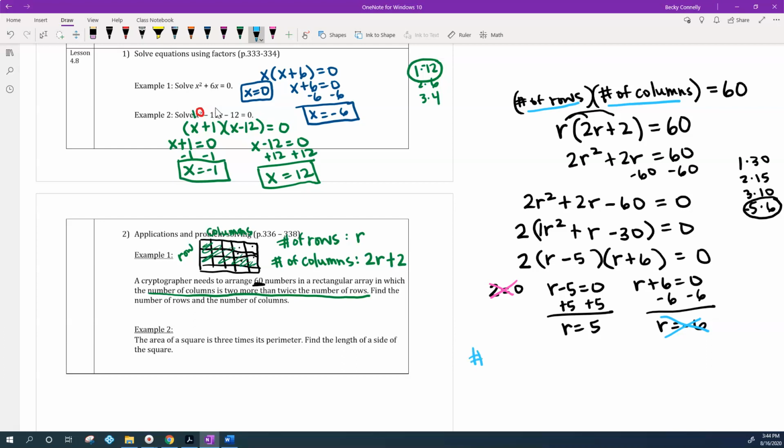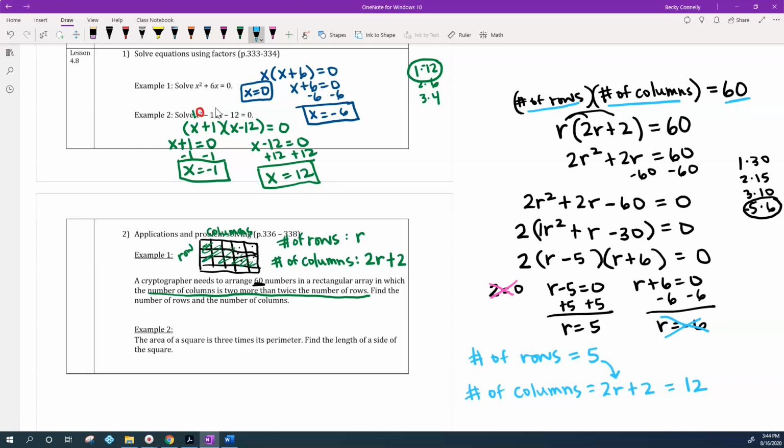So the number of rows is 5. And then to find the number of columns, we need to use that 2r plus 2. So we'll replace the r with 5, because remember we just found that the number of rows is 5, so we can put that in there. So 2 times 5 is 10, plus 2 is 12. So 5 rows, 12 columns. And if I multiply 5 and 12 together, I get 60, which is what I wanted to end up with. So that is good there.